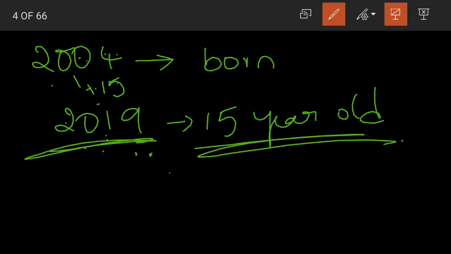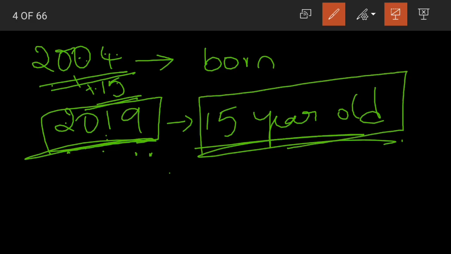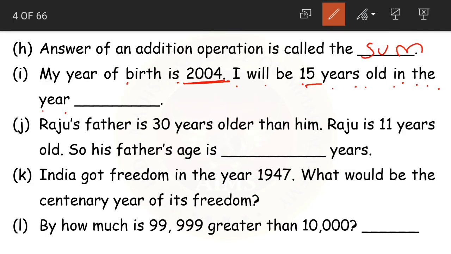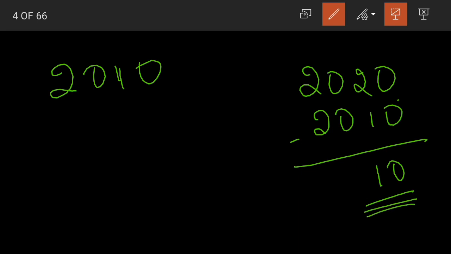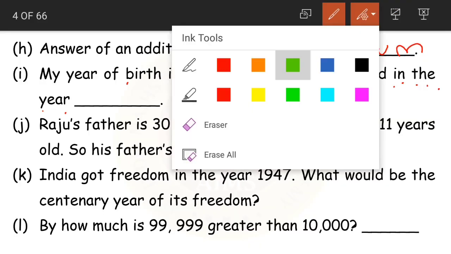Clear, students? I've added 15 years to 2004. Then I got 2019. This is the year in which I will be 15 years old. Okay. So whenever you need to calculate your age, suppose you are born in the year 2010, and now the year is 2020. How will you calculate your age? Subtract these two. 2020 minus 2010. You will get 10 as the answer. So you are 10 years old. Clear? Now this is how you calculate your age.